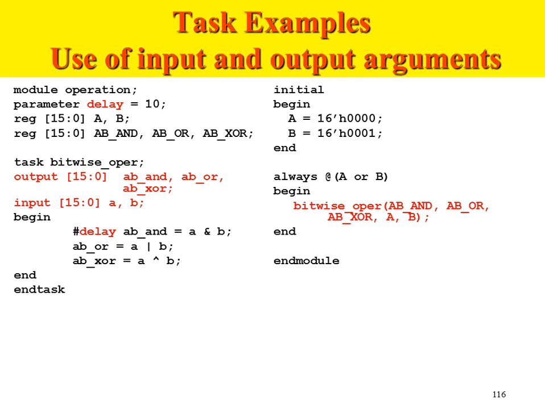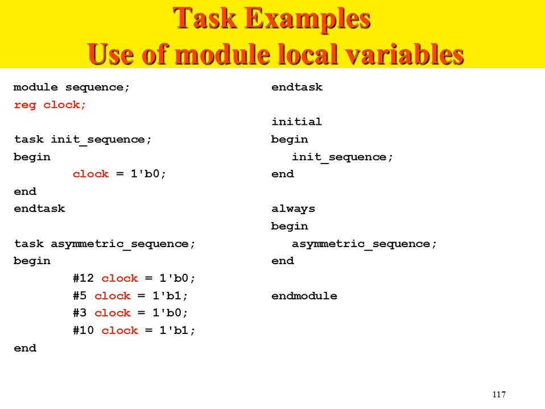Okay. Next example of a task. Now we have a module called sequence. Again, there are no inputs or outputs declared at the module level. There is a reg called clock. Now there are multiple tasks here. Task init_sequence: in this task, all we are doing is assigning clock equal to 0. So it's something like an initial statement for the clock, inside the task.